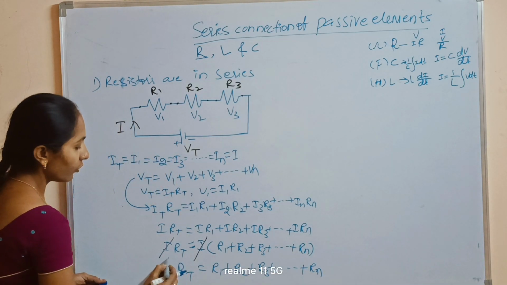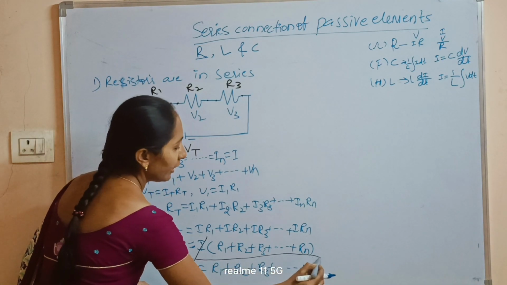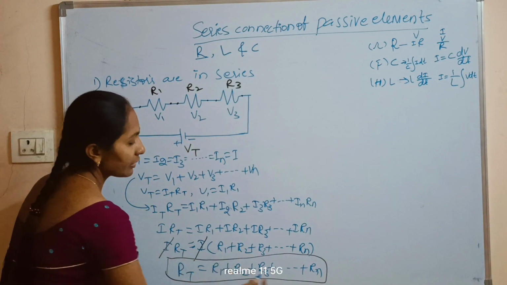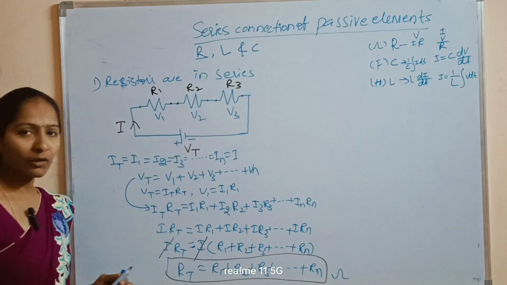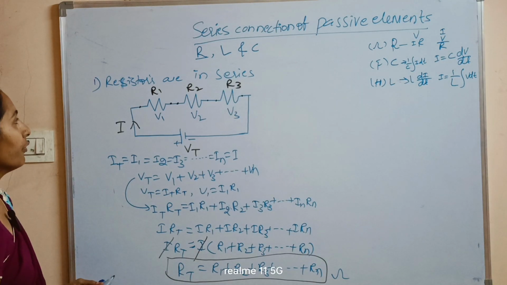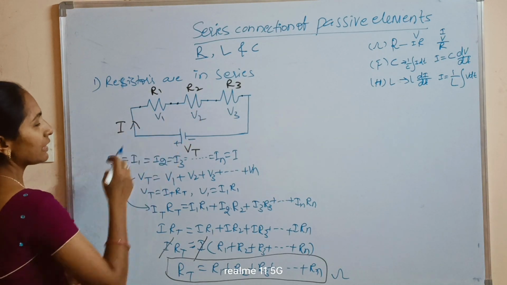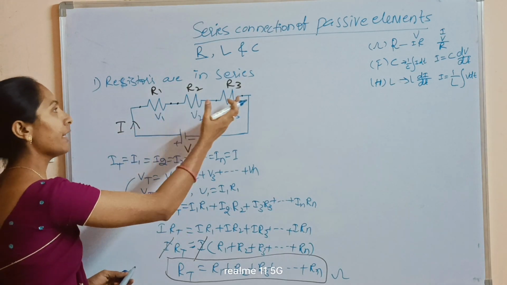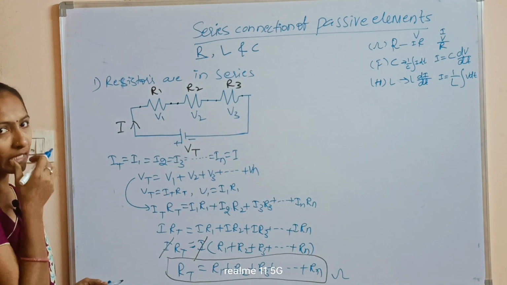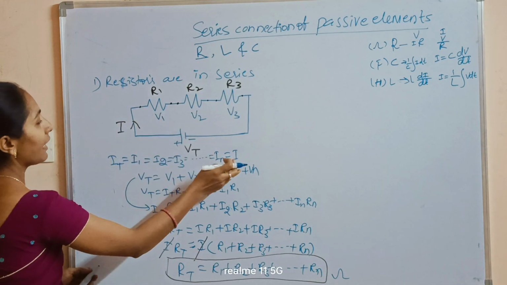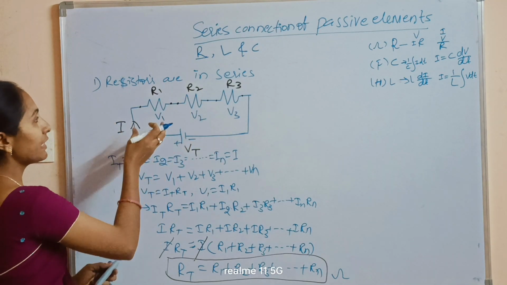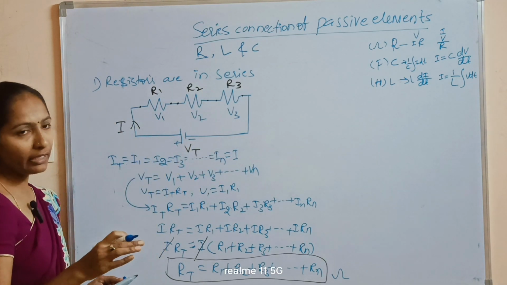So this is the total resistance in series connection. What is the unit of resistance? Ohm. So now three resistors are connected in series. If n number of resistors are connected in series, what is the total current? It must be the same: I1, I2, I3, and so on, In. In a series combination it gives I only.